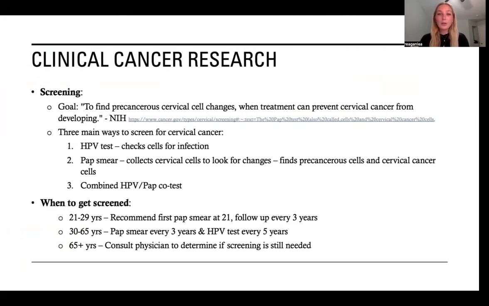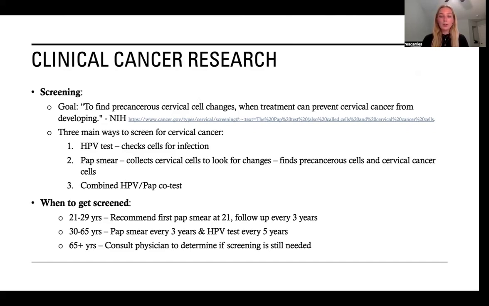So for screening, I included a quote from the National Institute of Health, just kind of outlining what their goal is. So their goal that they determined would be to find precancerous cervical cell changes when treatment can prevent cervical cancer from developing. And the three main ways that they typically screen for cervical cancer is through an HPV test. This checks for cells that have infection. You also have the pap smear. This is more common. This collects cervical cells to look for changes. This finds both precancerous cells as well as cervical cell cancer. And then you have a combined test of the HPV and PAP test.